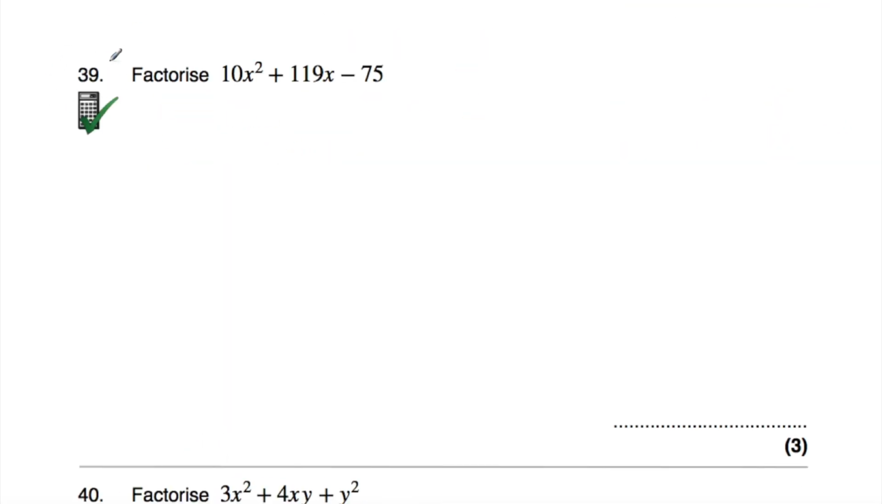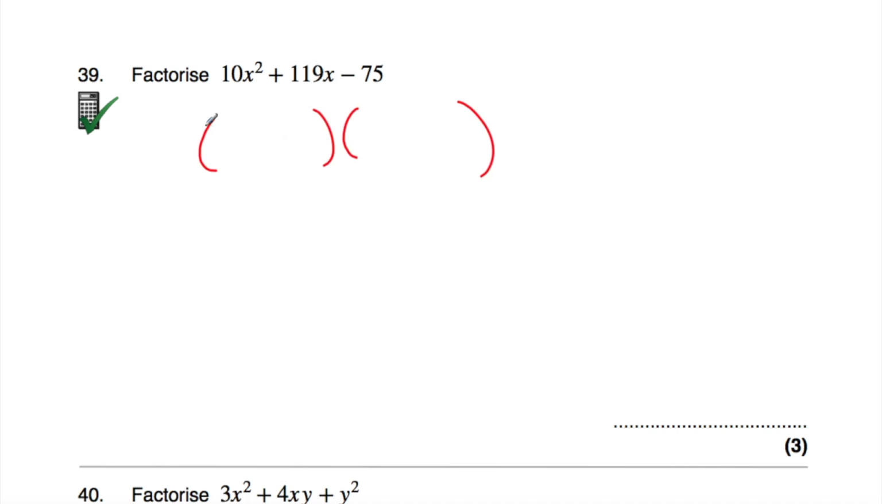Okay, let's have a look at our next question, question number 39. We've been asked to factorize 10x squared plus 119x subtract 75. And this is a calculator question, so that might help a little bit in terms of finding out what numbers multiply together to be 75, and also whenever we expand our brackets, how to get that 119 in front of the x.